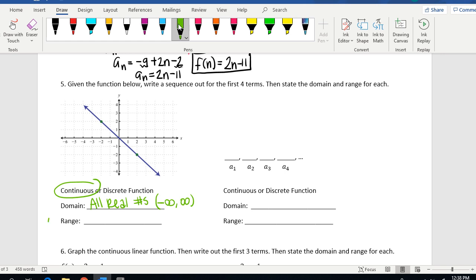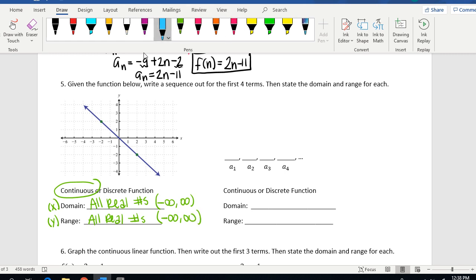Now my range is talking about my y's. All right, so I'm looking at how far down this can go to how far up this can go because my y-axis is vertical. So looking at this linear function, it's going to go down forever to all my negative y values. It's also going to go up forever to all my positive y values. So again, I want all real numbers. Or again, this can also be written as negative infinity to positive infinity.